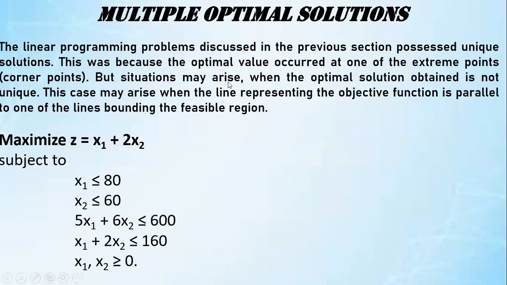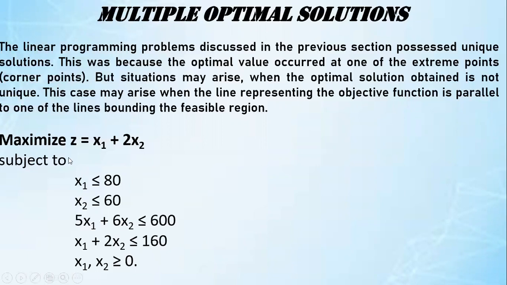But a situation may arise when the optimal solution obtained may not be unique. So in this lecture, we are going to discuss multiple optimal solutions. That means we are going to get more than one optimal solution, which is termed a multiple optimal solution for a given LPP problem.